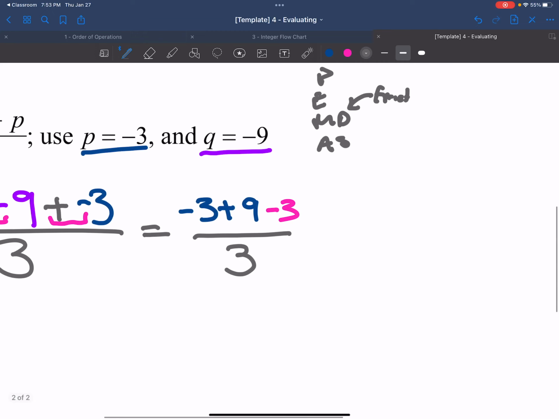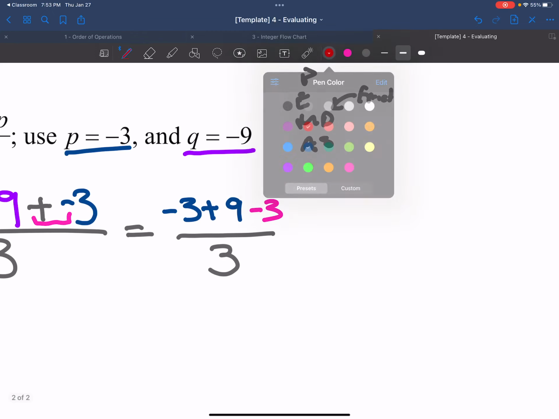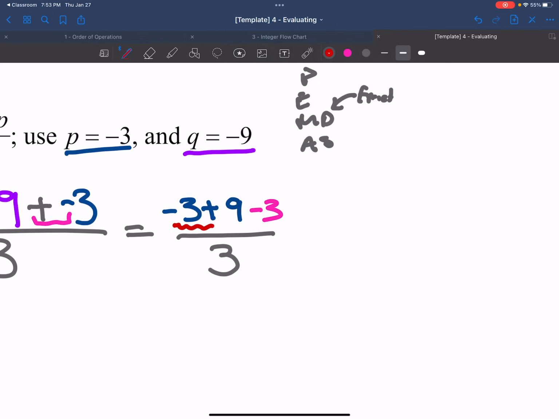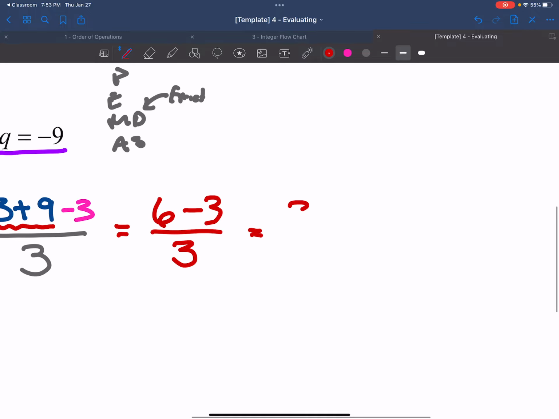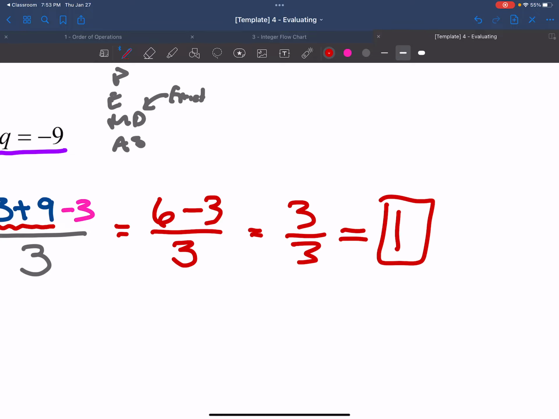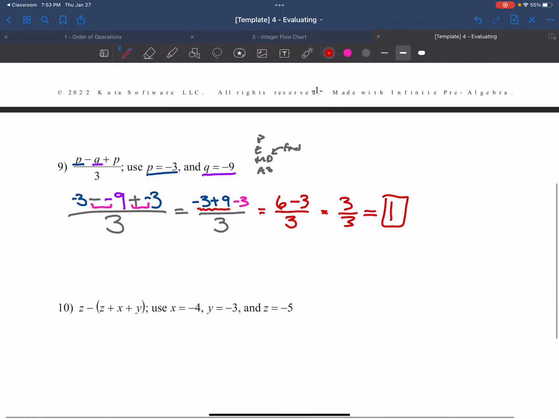All right, so next up, we're going to go left to right. So we have negative 3 plus 9, which gives us 6. And then we have minus 3 over 3. 6 minus 3 gives us 3. So we have 3 over 3. And 3 over 3, or 3 divided by 3, gives us an answer of 1.